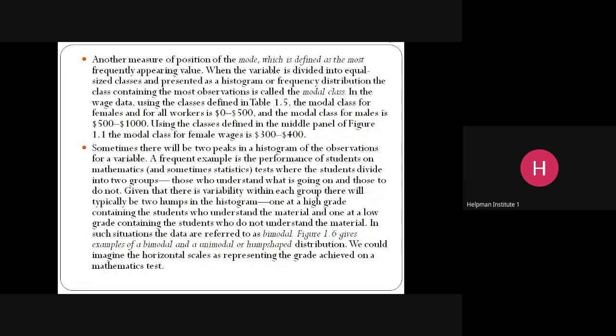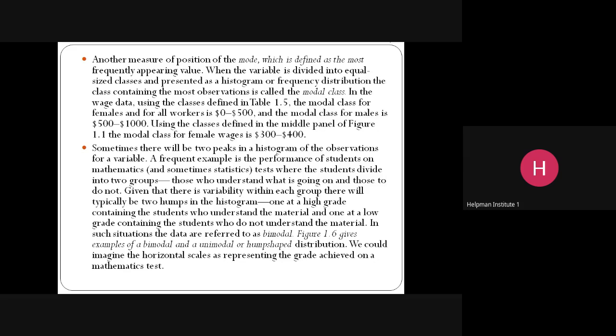Now, another measure of position is the mode. So the mode is defined as the most frequently appearing value. So when we have an observation that has the most frequently appearing value, it gives us the mode. Now, when the variable is divided into equal sized classes and presented as a histogram or frequency distribution, the class containing the most observation is called the modal class.